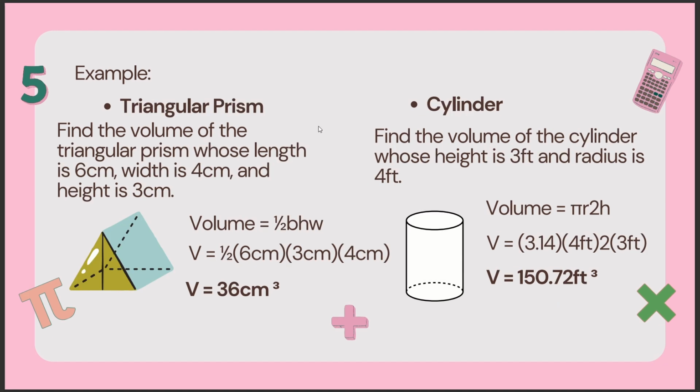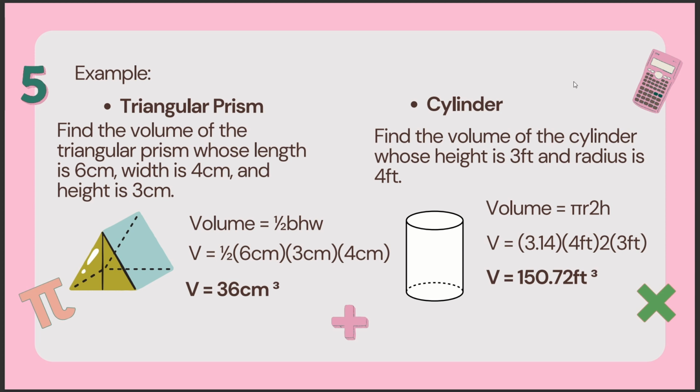Next, we have the triangular prism. Find the volume of the triangular prism whose length is 6 cm, width is 4 cm, and height is 3 cm. So here, meron tayong 1/2 sa formula ng triangular prism, so hindi dapat mawawala yon. So, volume is equal to 1/2 times 6 times 3 times 4. In total, we have volume is equal to 36 cm cubed.